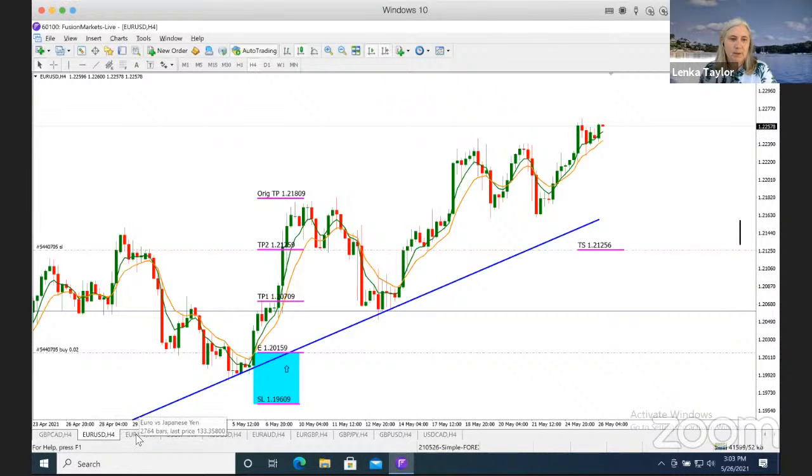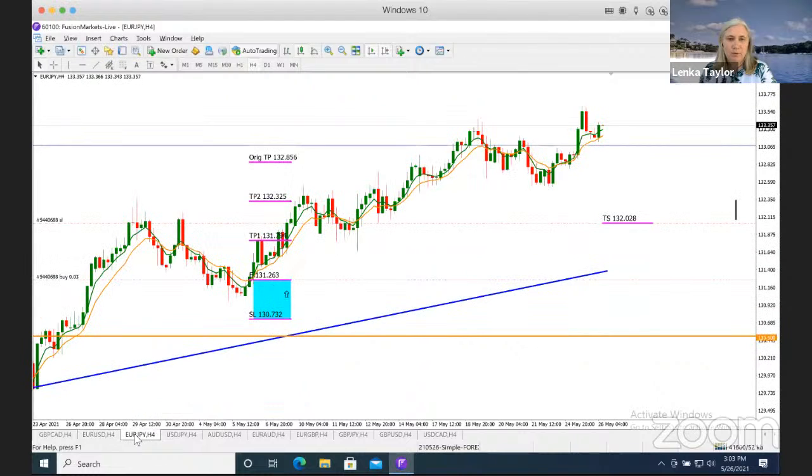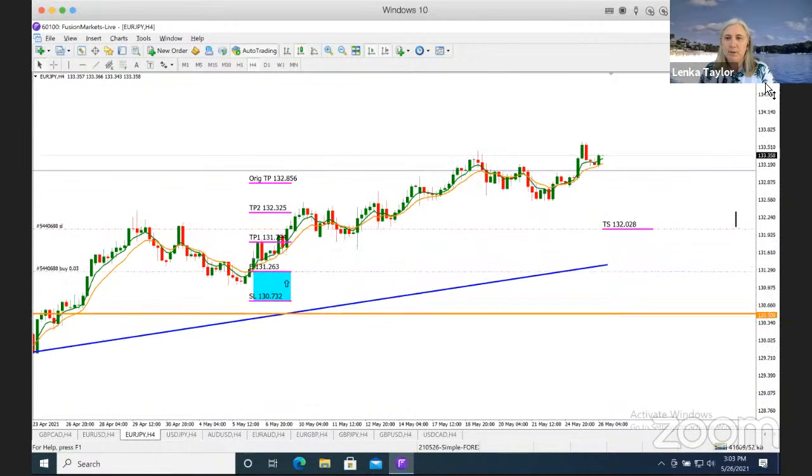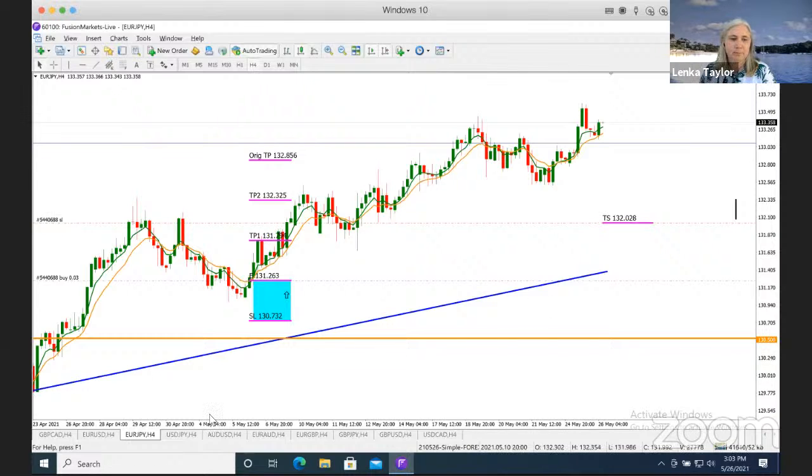Okay, next currency pair I'm going to be looking at is EUR JPY. So similar to EUR USD, I'm in that trade for a long from a few weeks ago. The previous bar just moved the trailing stop just under this level here, and then just holding for the long to go a bit further up. So let's see what happens with that.